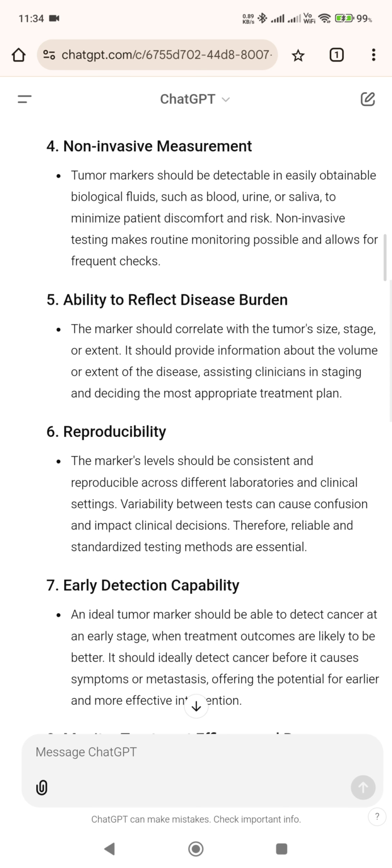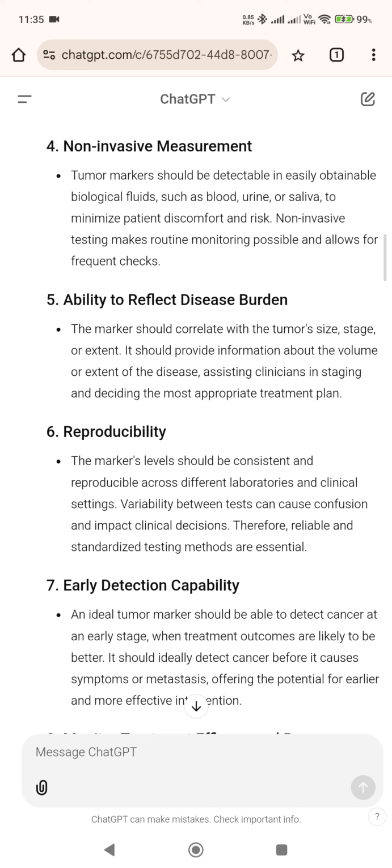4. Non-invasive measurement. Tumor markers should be detectable in easily obtainable biological fluids, such as blood, urine, or saliva, to minimize patient discomfort and risk. Non-invasive testing makes routine monitoring possible and allows for frequent checks.